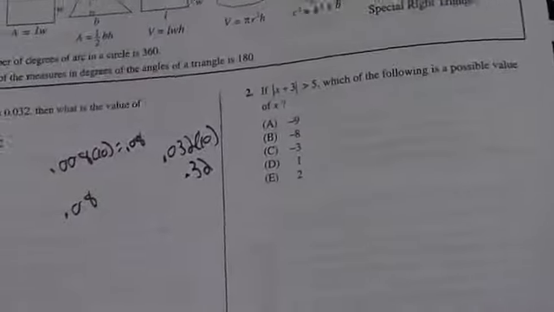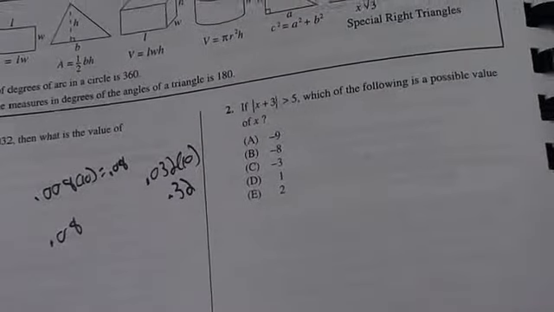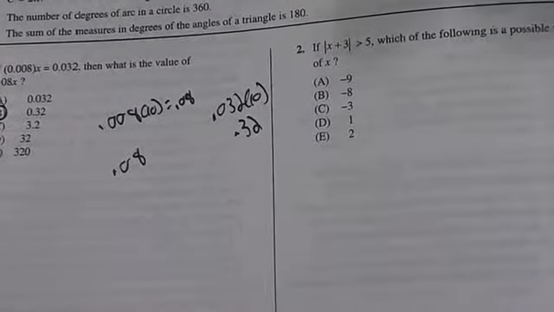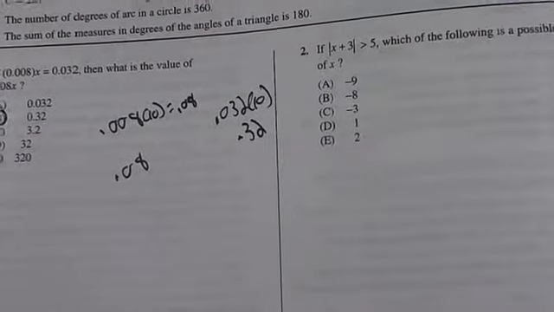All right, number 2. If the absolute value of x plus 3 is greater than 5, which of the following is a possible value of x? Okay. One of two ways. If you forget how to solve for absolute values, you can always plug in the answer. So let's plug in an answer just to see.